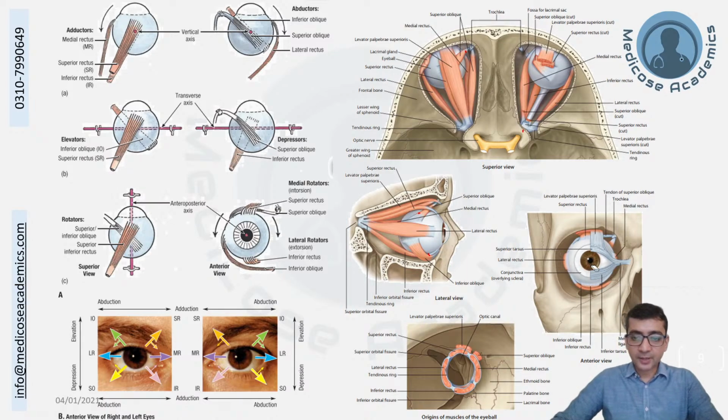Then we are left with levator palpebrae superioris. It has origin just above the tendinous ring of Zinn and it gets inserted on the upper eyelid.